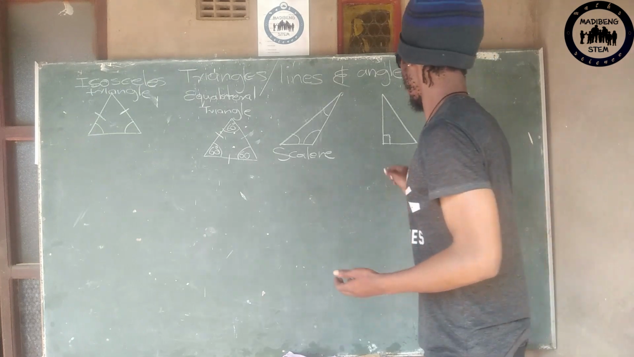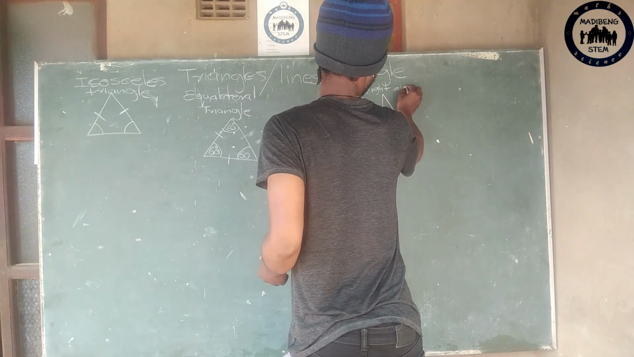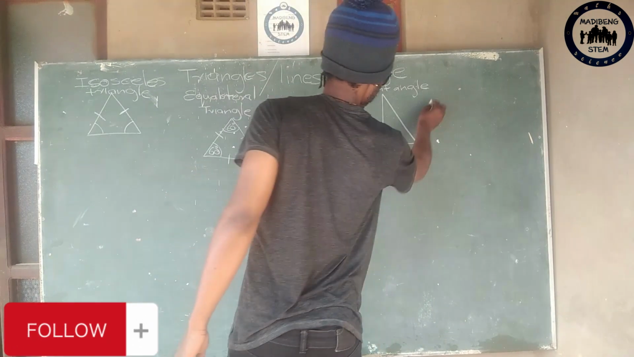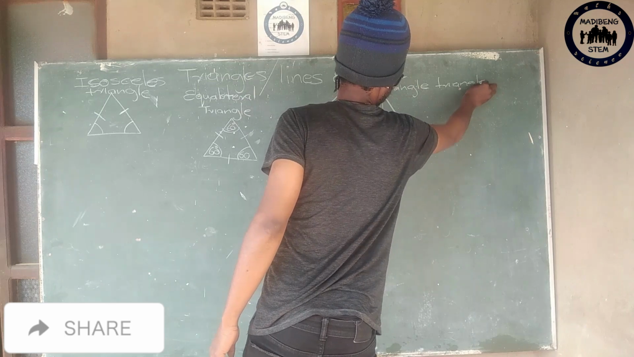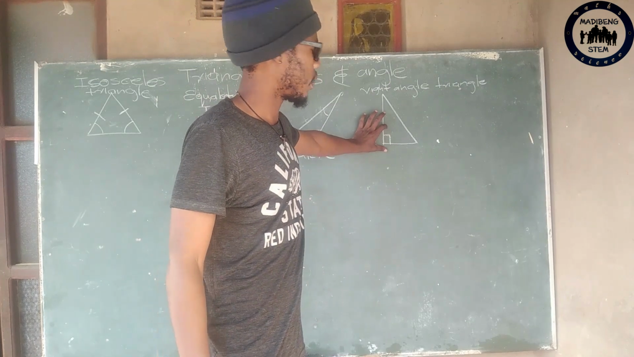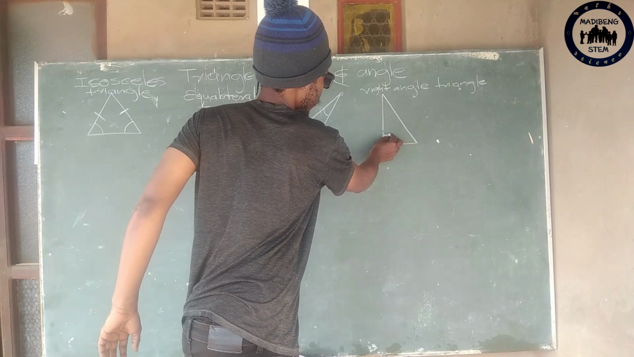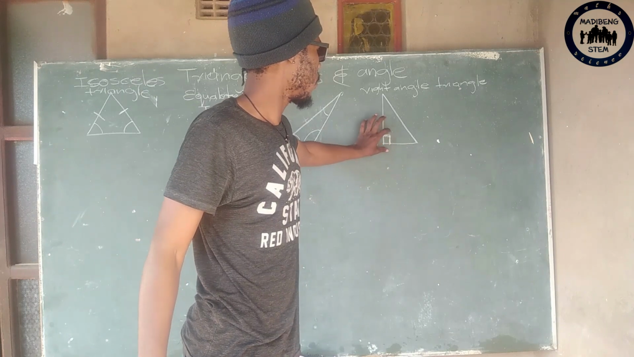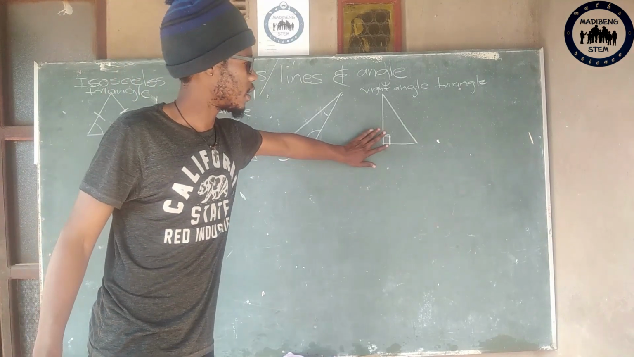This is a right angle triangle. Why I'm saying it's a right angle triangle, because it has an angle of 90 degrees. This is what determines that this is a right angle triangle. We see this 90 degrees. It means this is a right angle triangle.